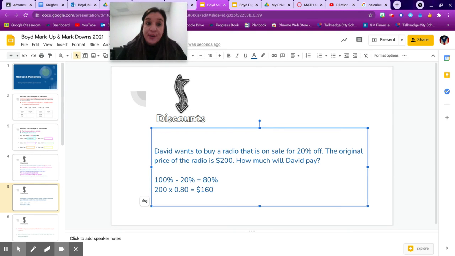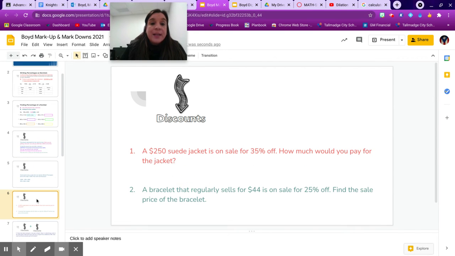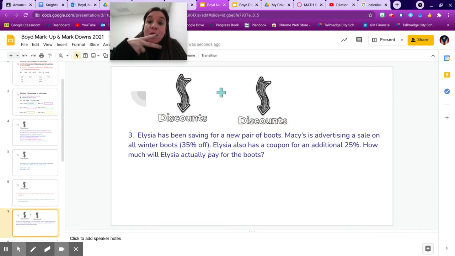That's all you're going to do for a discount. All right, you're going to take the amount of your discount, subtract it from 100%. That's going to give you your new percentage. Remember, that's the percentage that we're actually paying. Then you're going to turn that into a decimal, just like you did on slide 2, and multiply it just like you did on slide 3. Your new answer should be less than the original because it's a discount. So notice that instead of paying $200, he's only paying $160. All right, that's his discount. So you're going to go ahead and try slide 6. There's a couple more. And then slide 7 has a double discount.